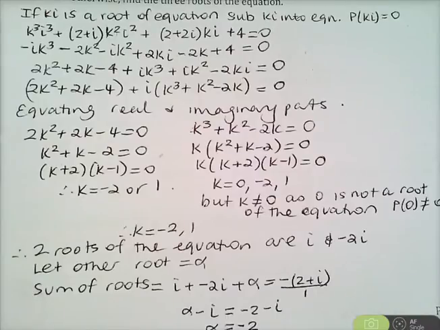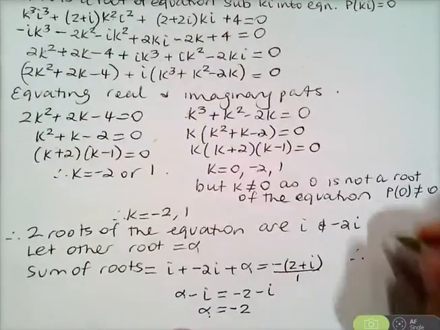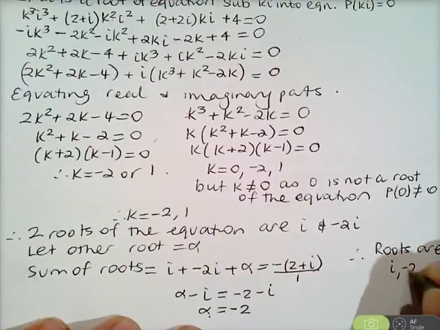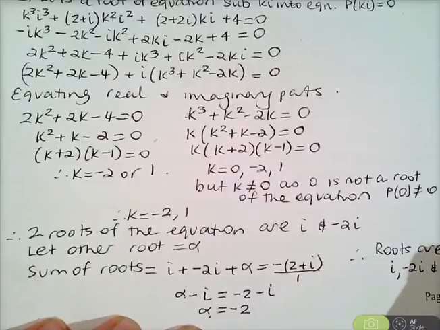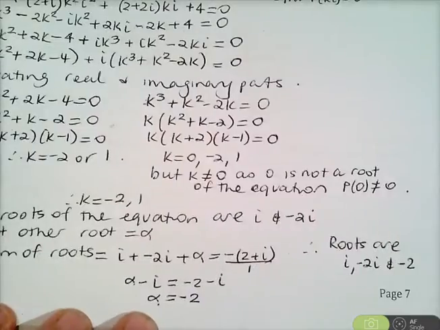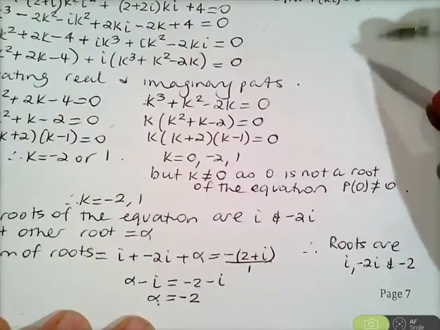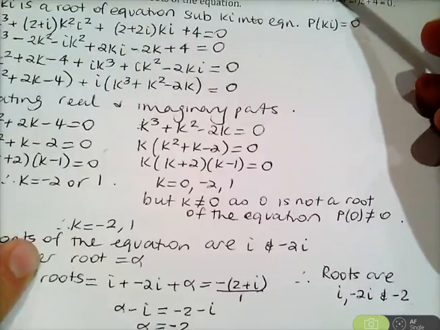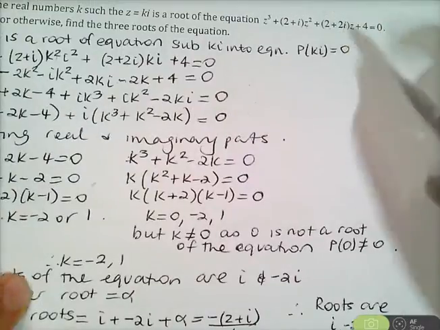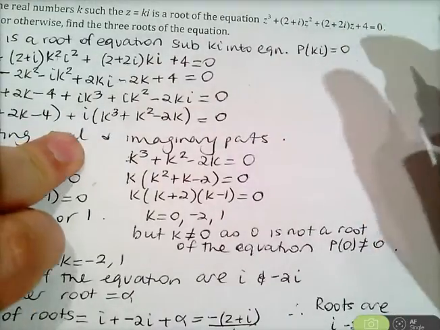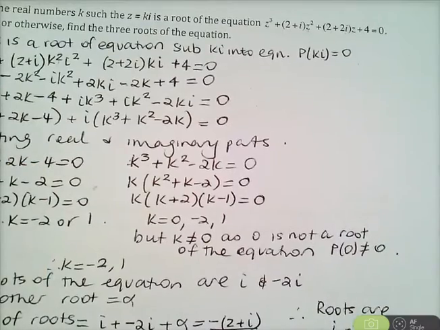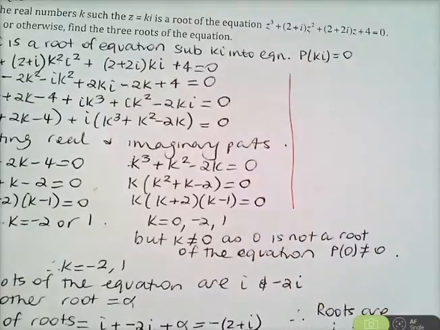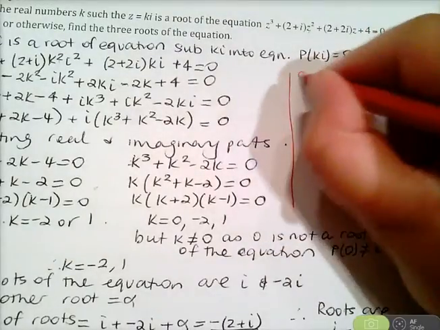And so therefore, the roots are i, negative 2i, and negative 2. Now, if we do p of negative 2 in our original equation, that should be a solution. So we can try that if we want. I'll just do it over here as a check. You don't have to do this, but I'm just checking it to show you.